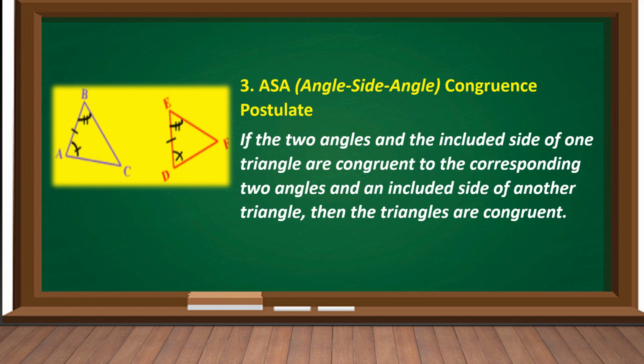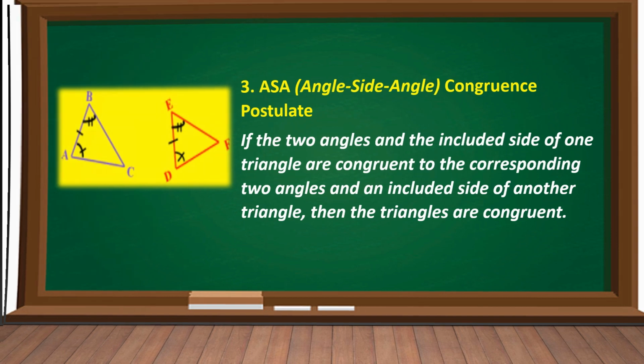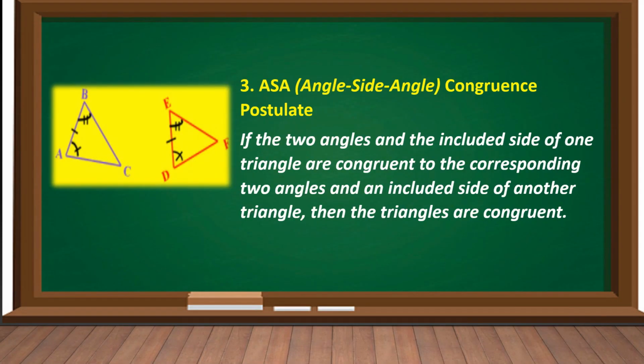Again, in ASA, two angles and the included side of one triangle are congruent to the corresponding two angles and an included side of the other triangle for us to say that the two triangles are congruent. It is also observed that both of the included sides of the two triangles are congruent.